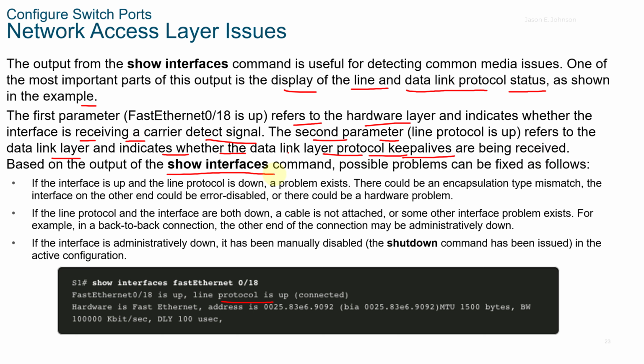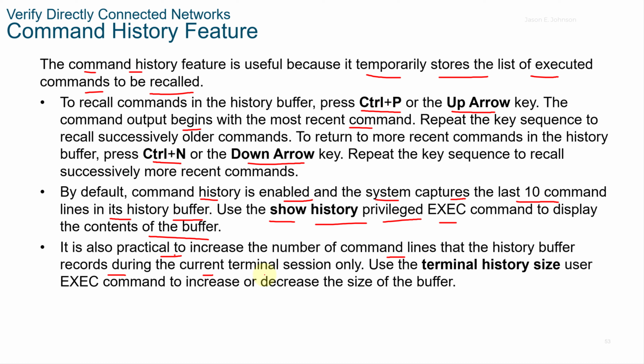By default, the command history is enabled, and the system captures the last 10 command lines in its history buffer. And you can use the show history privileged exec command to display the contents of the buffer. It's also practical to increase the number of command lines that the history buffer records during the current terminal session only. So you use the terminal history size user exec command to increase or decrease the size of the buffer.